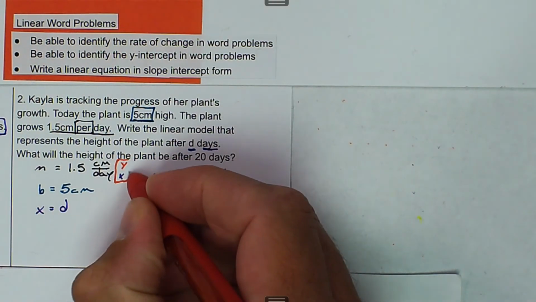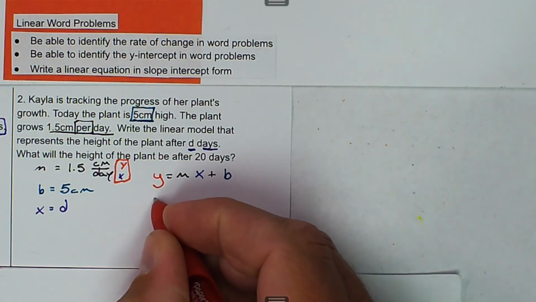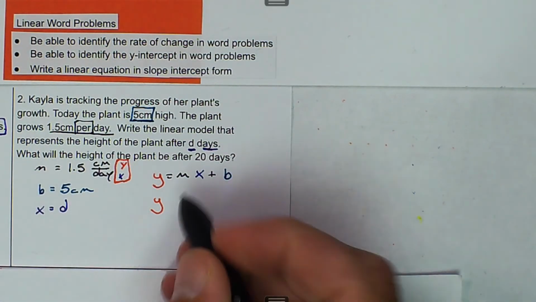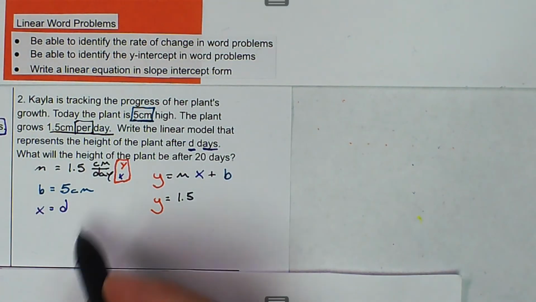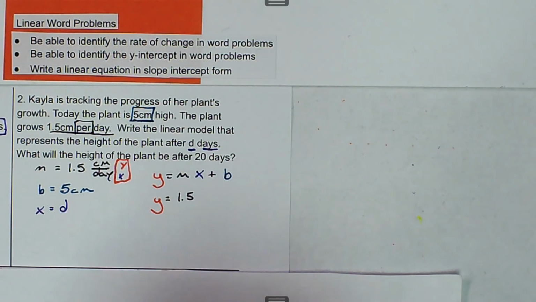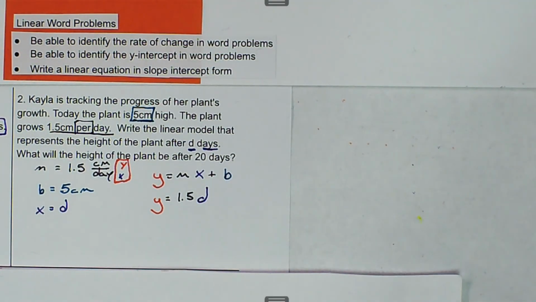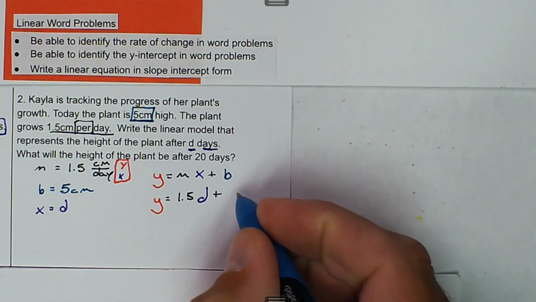So I'm going to substitute the values in right now, and y is going to stay the same. The slope is right here, 1.5. We're not going to use x, we're going to use d for days. And then we're going to have the starting point, which in this case is 5.